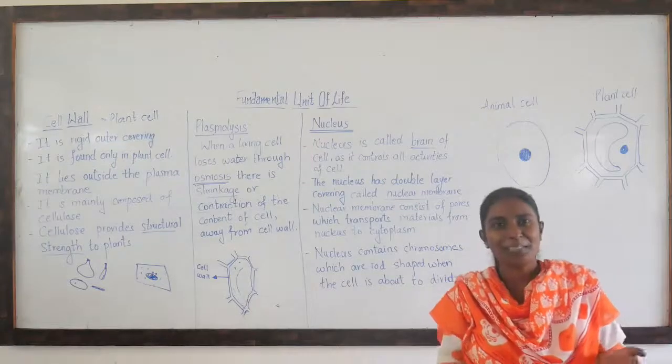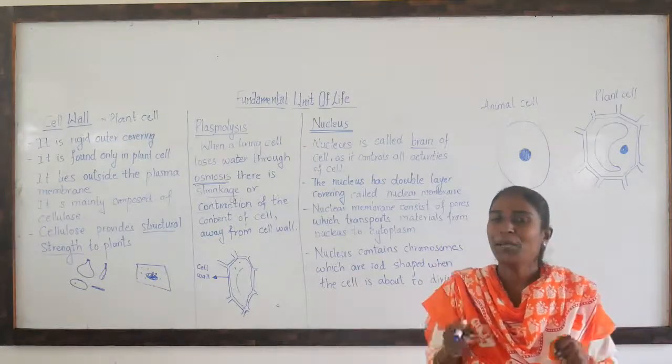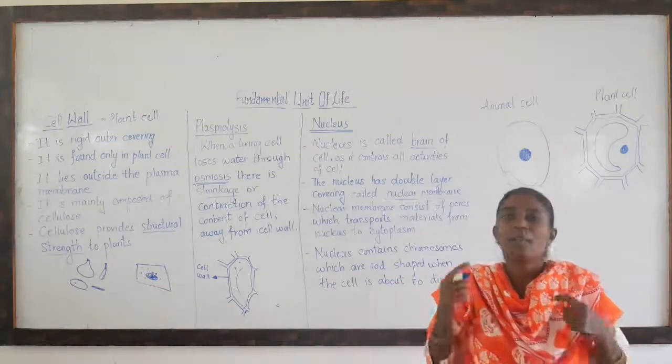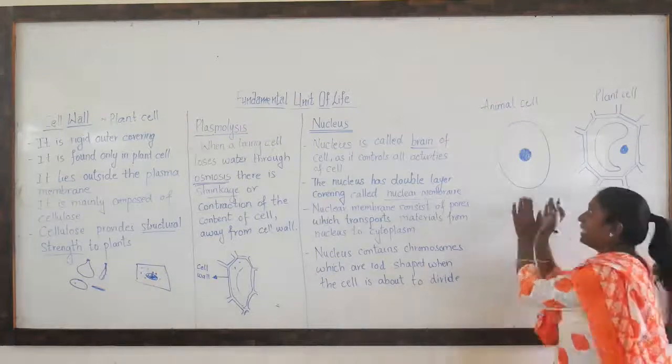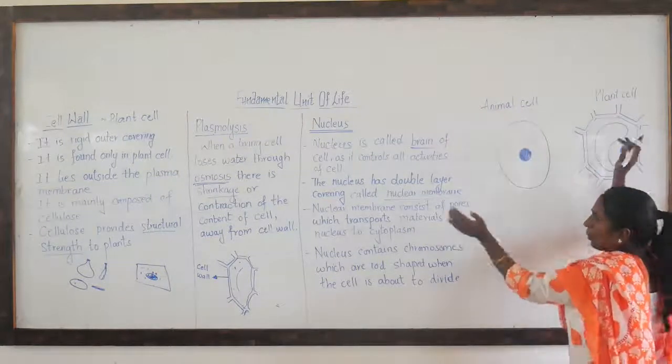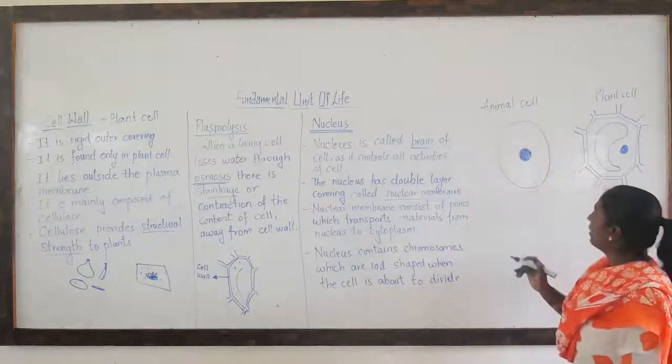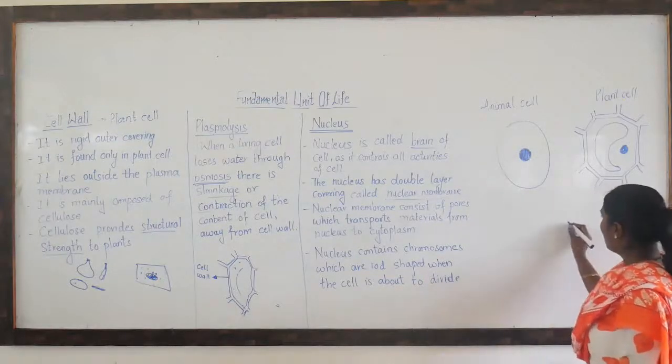Who is called the brain of the cell? The nucleus is called the brain of the cell. Now why is it called the brain of the cell? Because it controls all the activities which are taking place in the cell, not the whole body, within this cell. Now let us go with the structure of nucleus.